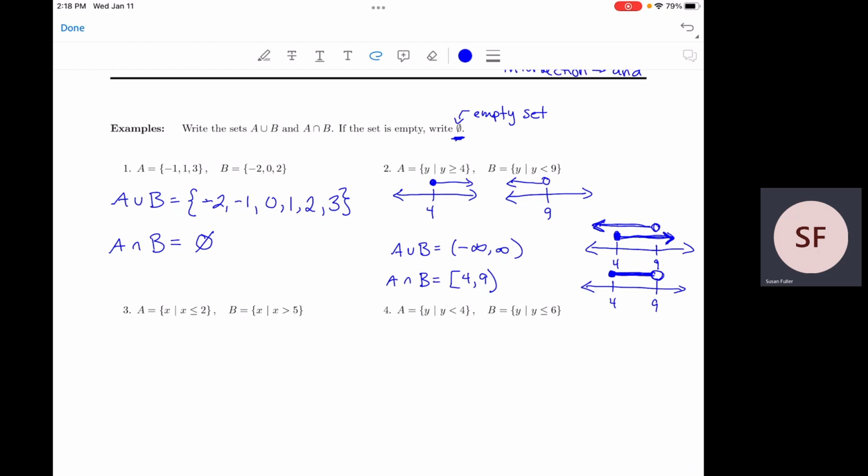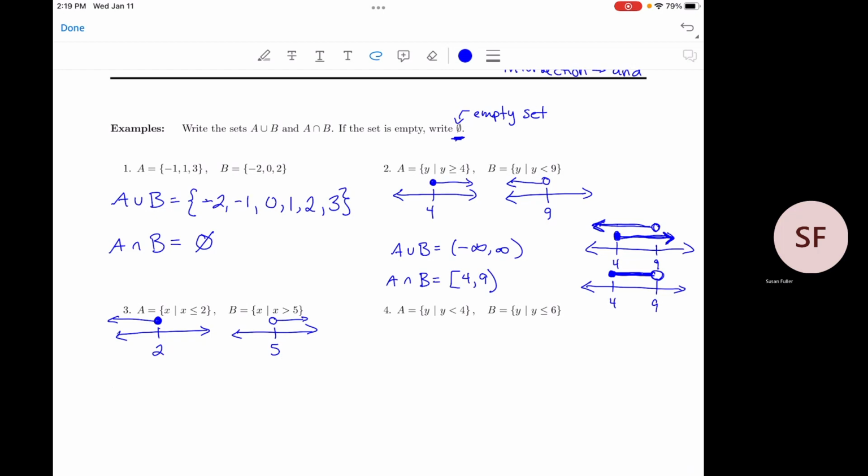All right, number 3. Set A here is the set of all x such that x is less than or equal to 2. So again, I'm very visual. I like a number line. Less than or equal to 2. And here set B is going to be all values x such that x is greater than 5. So I'm going to have an open circle here and to the right.